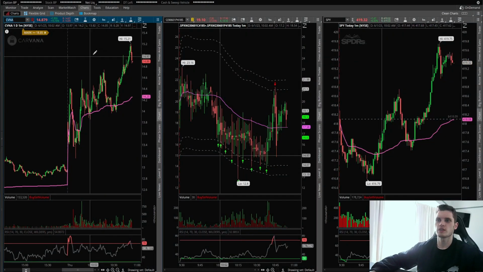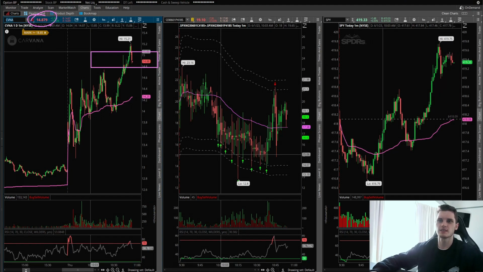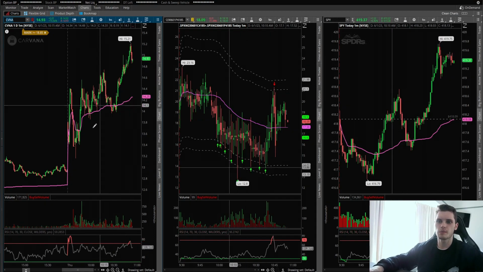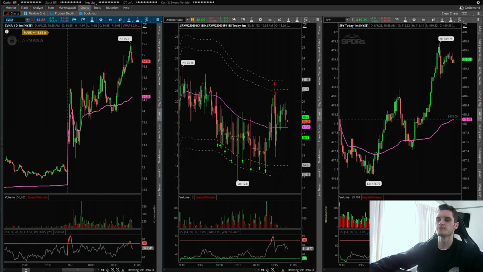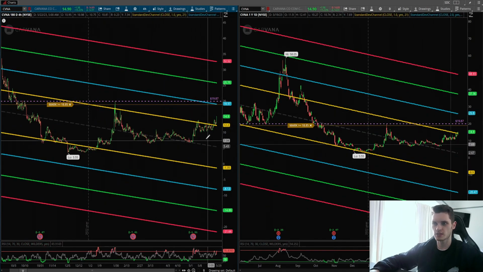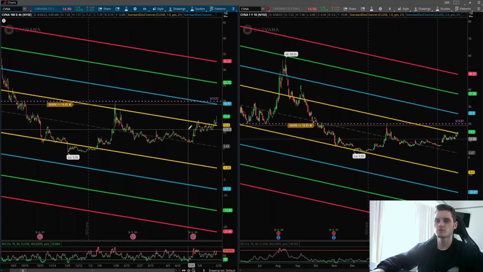Now, to get straight into it, we're sitting around $15. We're currently at $14.87, and we are up 15% on the day. So what are key levels we'll be paying attention to from here? For this, we will go straight onto a standard deviation channel chart, because this is where we can find the key levels. Now we are starting to become a bit overbought on the 6-month time frame.